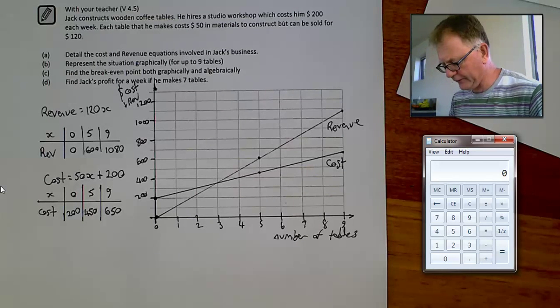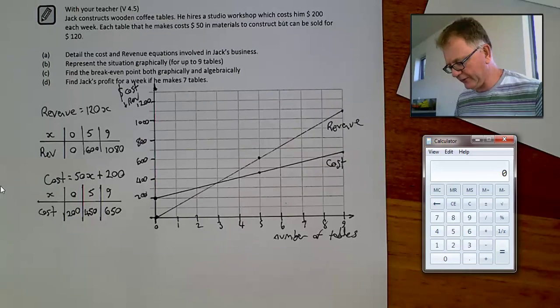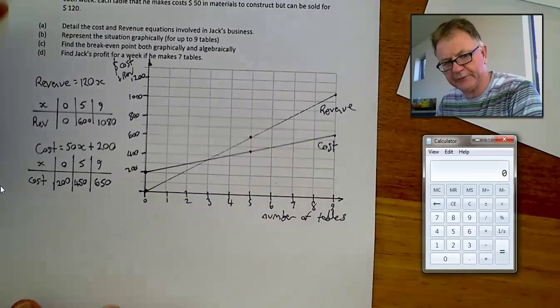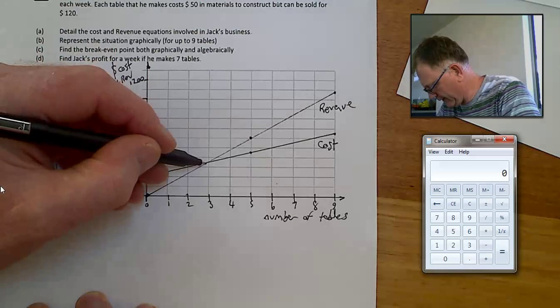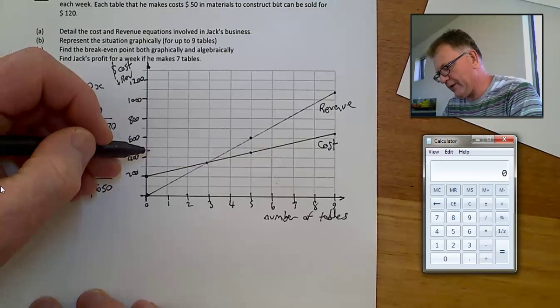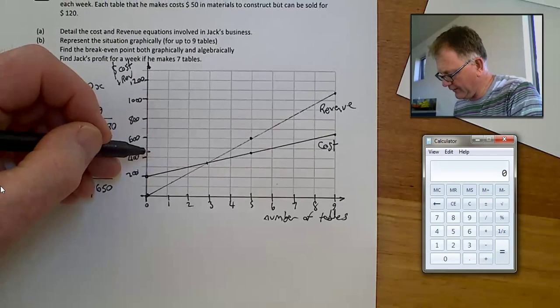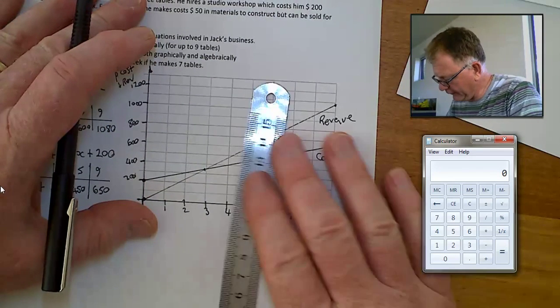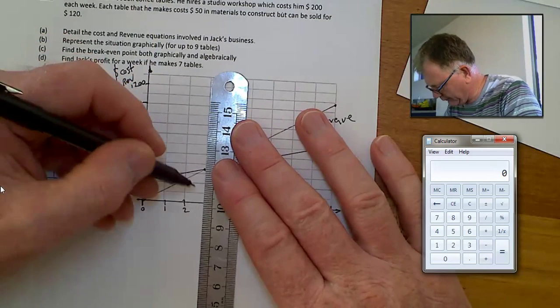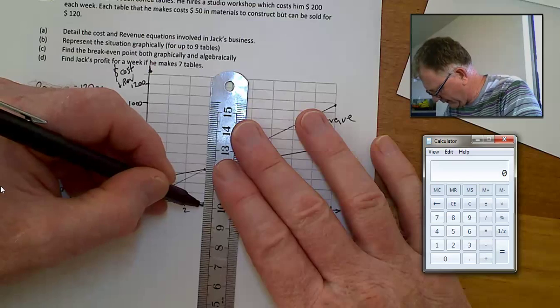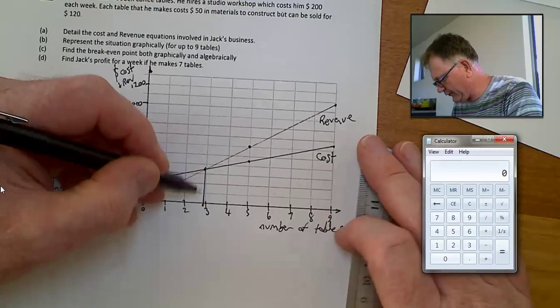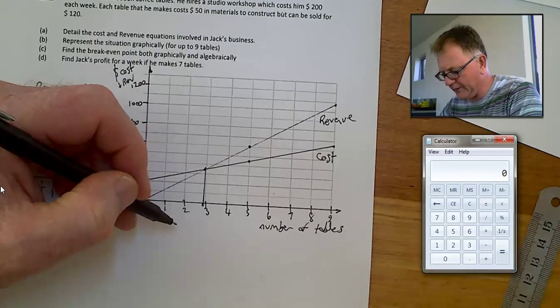Part C of the question says find the break-even point both graphically and algebraically. Now the break-even point is this crossover point of the graph, just there. That's when revenue equals cost. It's when it's costing him as much to produce the tables as he's getting from selling the tables. I think you can see graphically, just reading off our graph, if you produce it down to the x-axis, it looks like nearly 3, about 2.9.